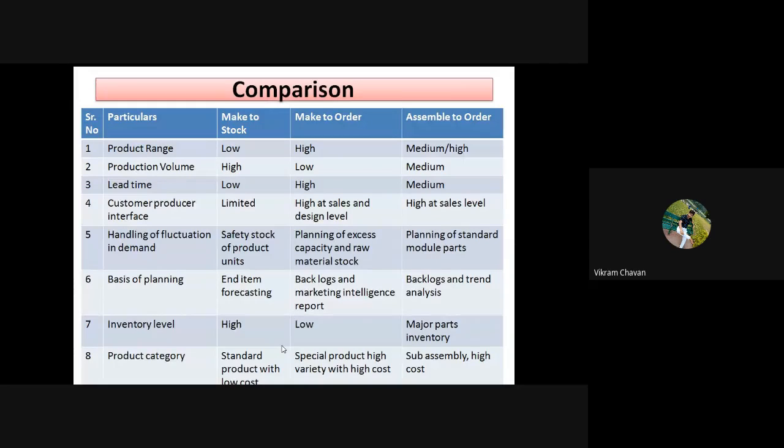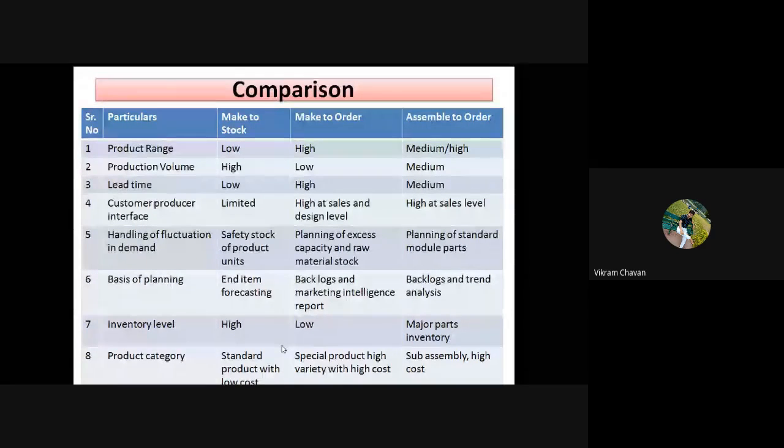Then for make to order production, the planning for that particular system is based on backlogs and marketing intelligence reports. On that basis, the planning is done in make to order production. In the same manner, in case of assemble to order, it is backlogs and trade analysis. Okay, so what is the trend in the market? On that basis, the production or the planning will be done in case of assemble to order.